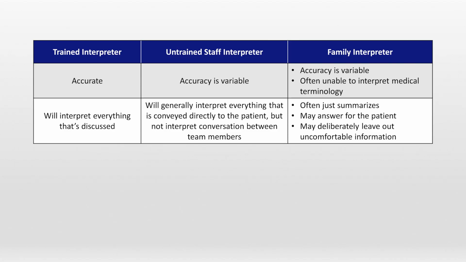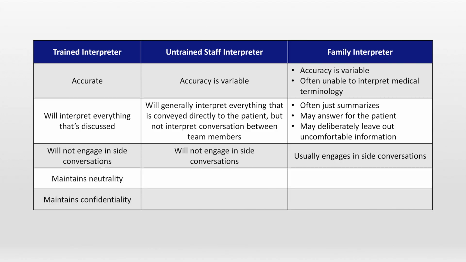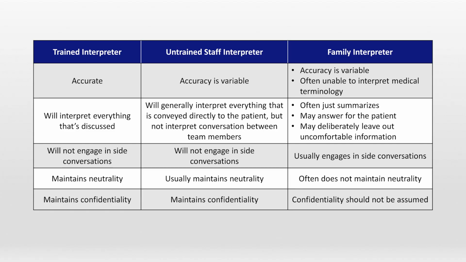For example, if a patient tries to volunteer to you drug or alcohol use or other high-risk personal behavior, or if you are trying to convey a sensitive or serious diagnosis, the family may shield the patient from hearing it. Neither trained nor untrained staff interpreters will engage in side conversations with the patient, but this is very common with family interpreters. Trained interpreters maintain neutrality and confidentiality. Untrained staff interpreters usually maintain neutrality, but consistently maintain confidentiality. But neither of those things should be assumed with family interpreters.